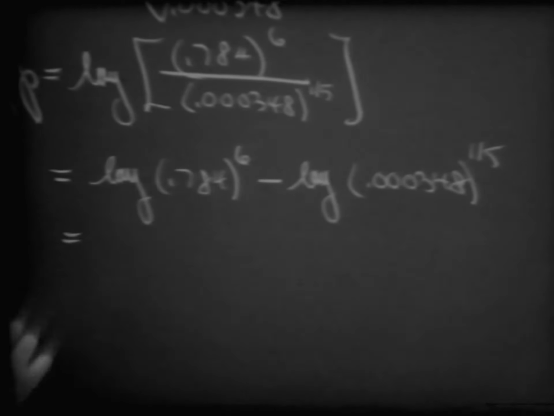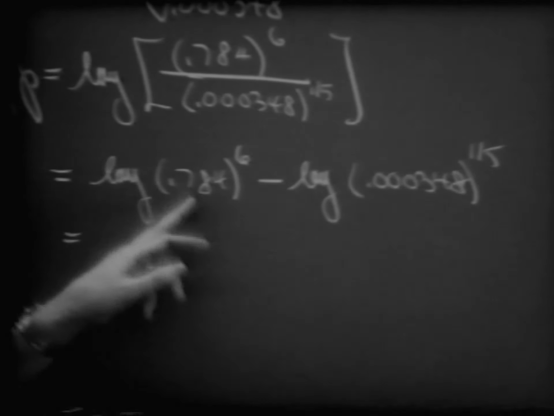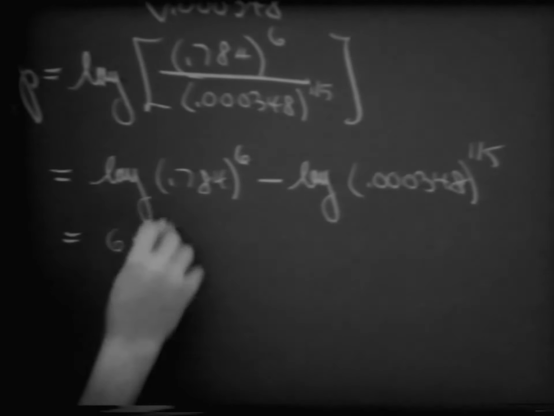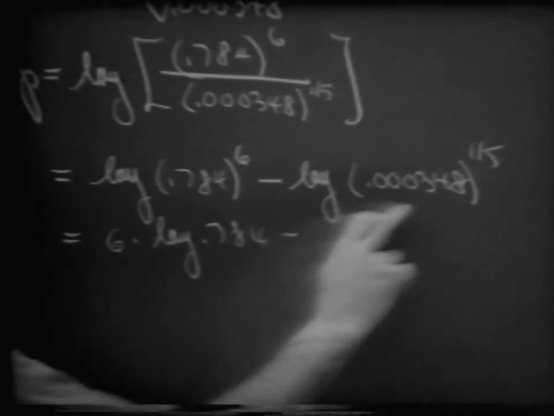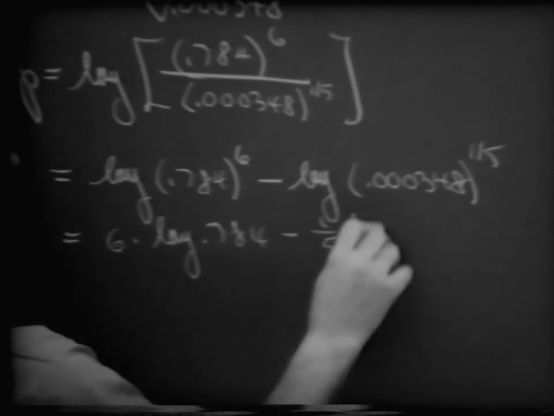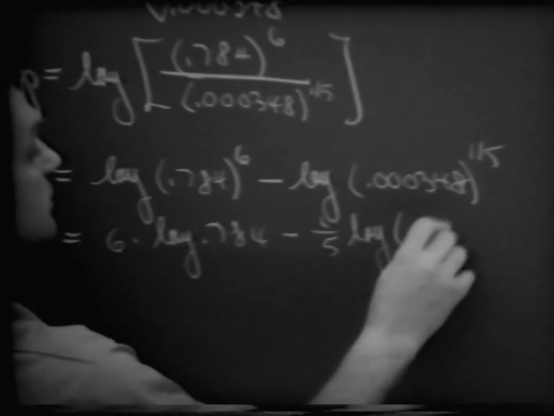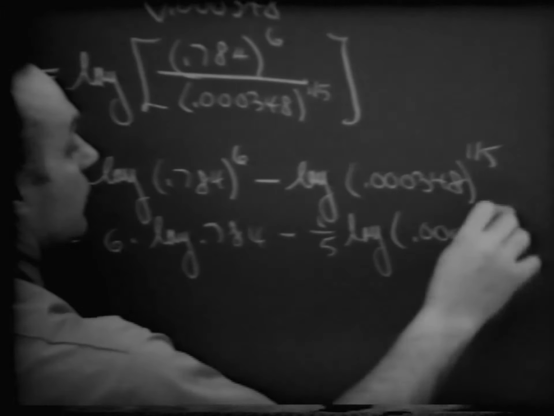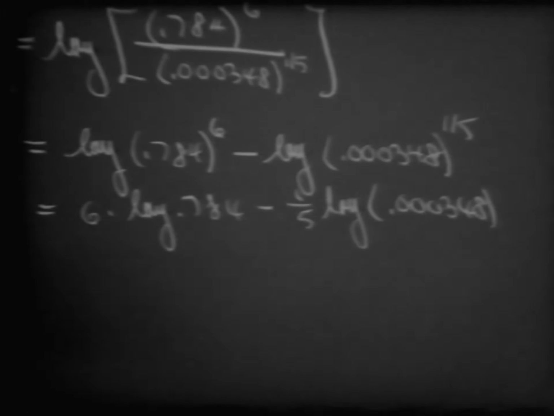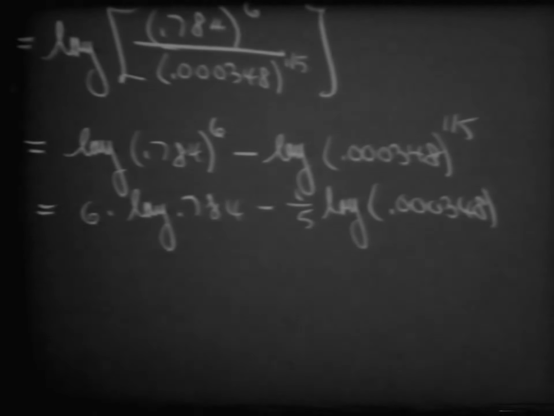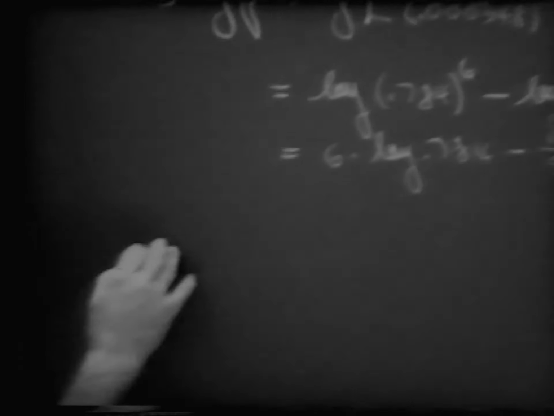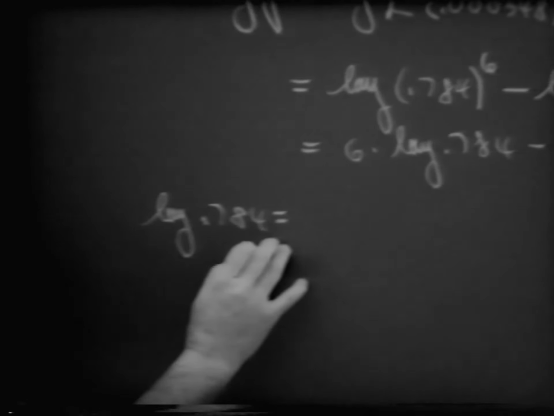Now, our theorem that we have just developed says that the logarithm of a to the n power is n times the logarithm of a. Is that right? And then here we have minus the same theorem. We have 1/5 times the logarithm of 0.000348. Okay? Now, this then is the number that we're looking for. Let's set it up so that we can handle this in a rather efficient way. Let's come over here and write the logarithm of 0.784 is equal to something.